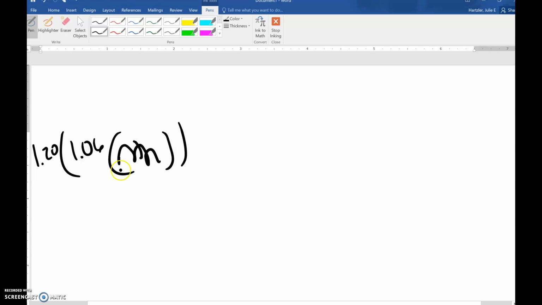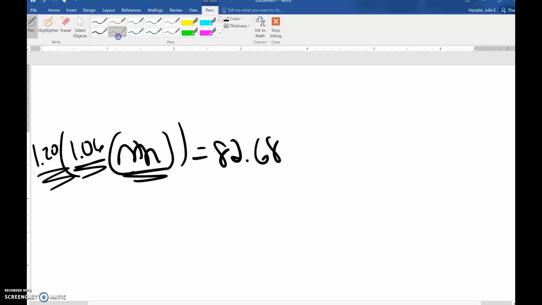All right, so in real life, I'd buy my massage. I would multiply by 1.06 to get the cost with tax, and then I'd multiply that by 1.2 to figure out what kind of tip I should leave. But I do know what I left was $82.68, and I just want to go back and figure out what I actually paid for the massage.